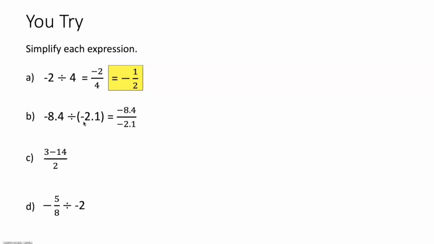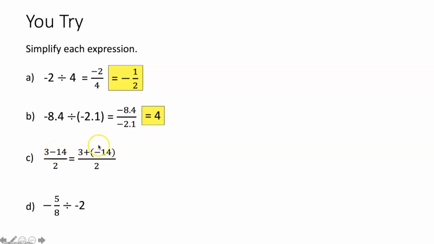So -8.4 divided by -2.1 is going to give you +4. Part C, we have the quantity 3 minus 14 all over 2. So again, anytime you have something like this, you need to simplify the numerator, then simplify the denominator, then divide those two numbers. So let's simplify the numerator first. 3 minus 14. Instead of having subtraction, we're going to rewrite that as adding the opposite. So 3 minus 14 is the same as 3 plus negative 14.